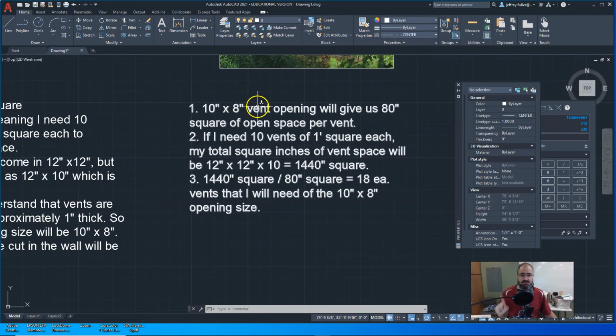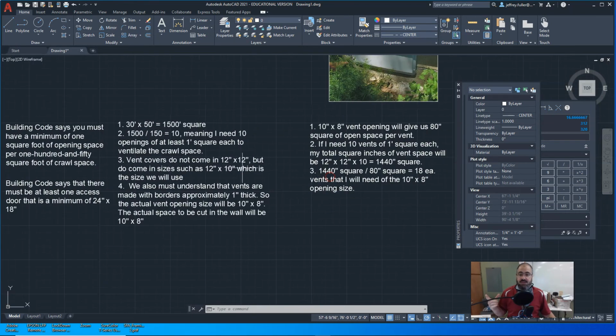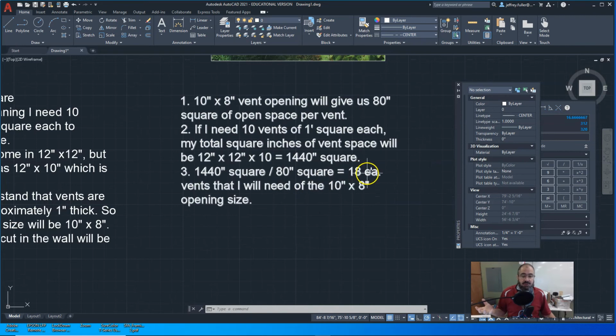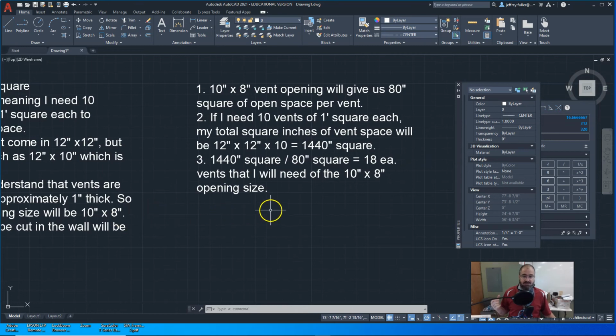Anyway, a 10 by 8 inch vent opening will give us 80 square inches of open space per vent. Now, if I need 10 vents of 1 square foot each, here I'm figuring out my total square inches of open vent space. That will equal 12 times 12 times 10, which equals a total of 1,440 square inches. So I took that square footage and turned it into square inches. The third thing here is 1,440 square inches divided by the 80 square inches that my 10 by 8 vents are going to give me each, which equals 18. So I need 18 of those 10 by 8 vents.